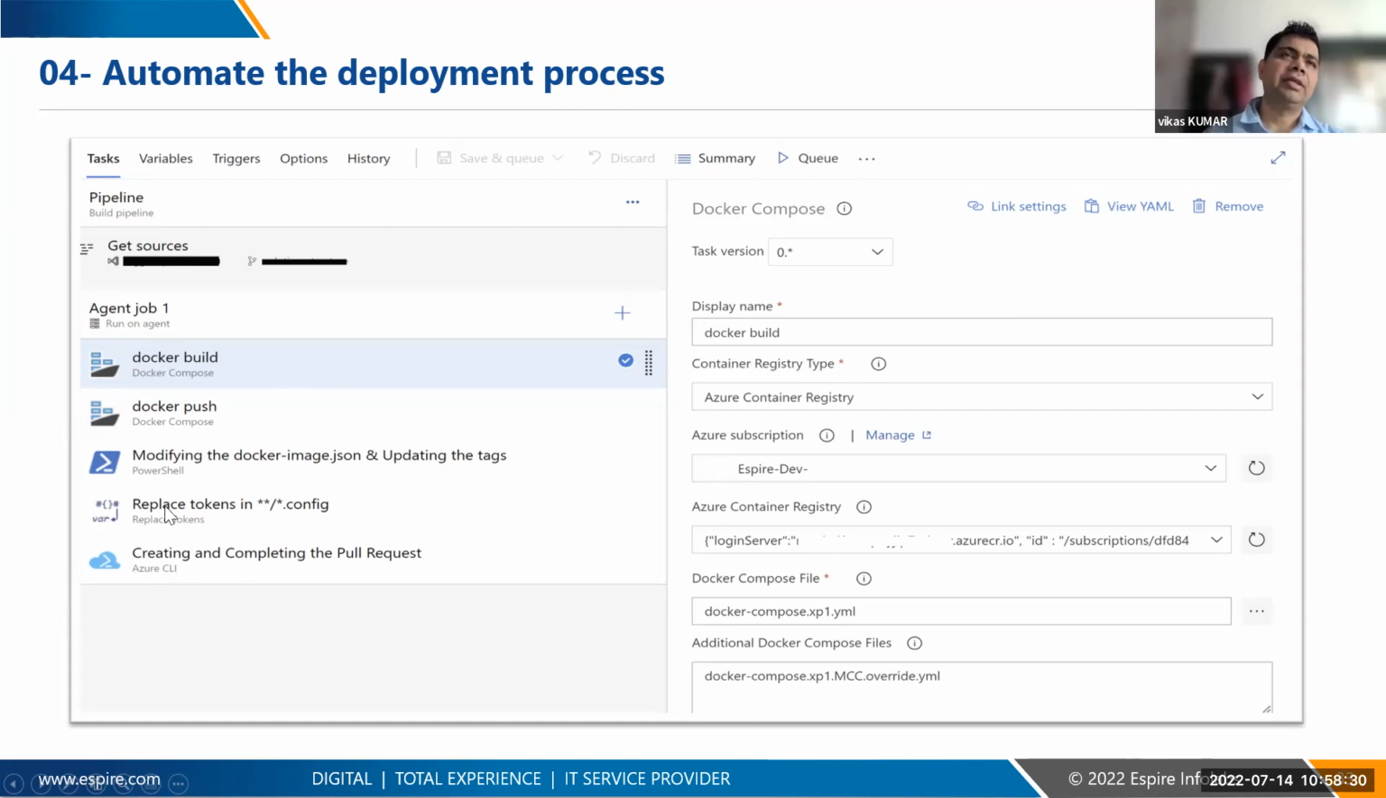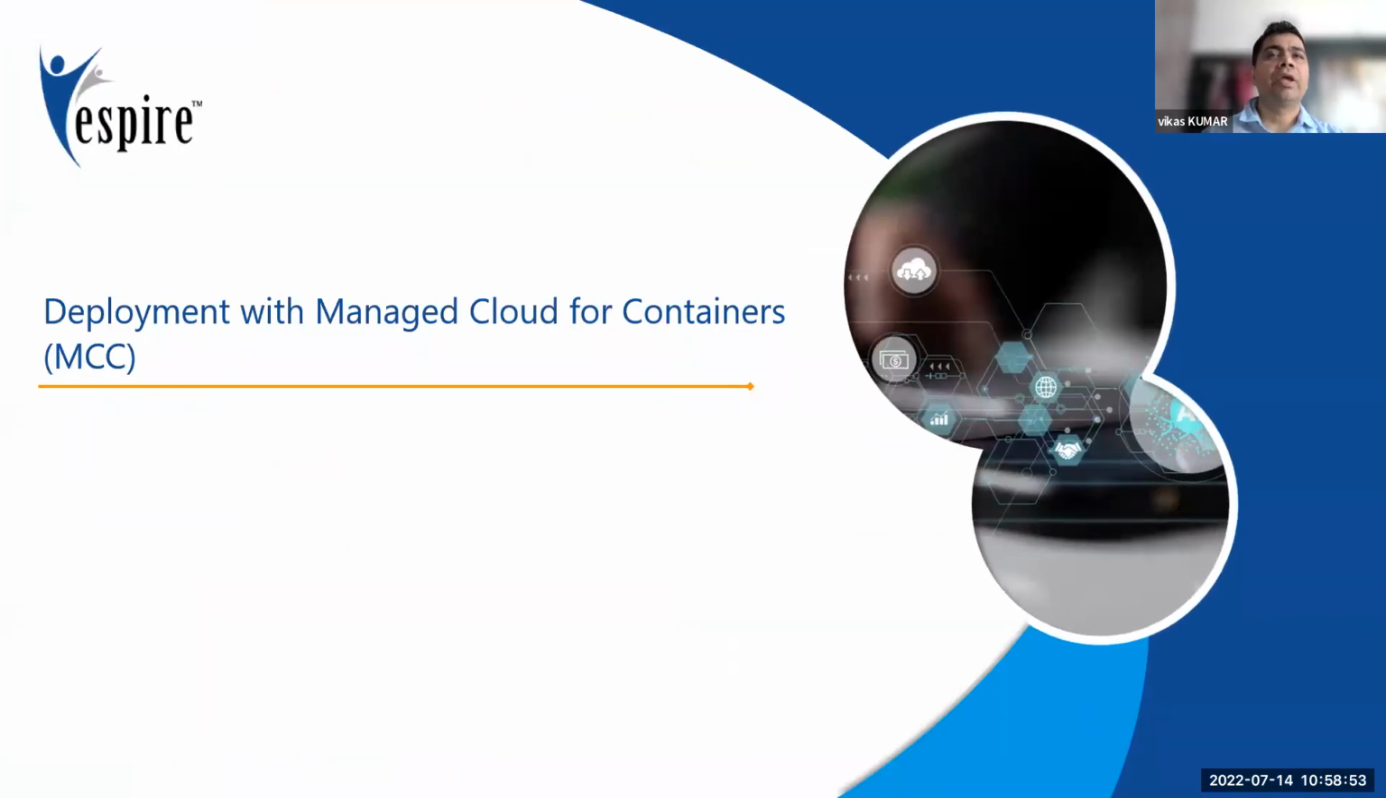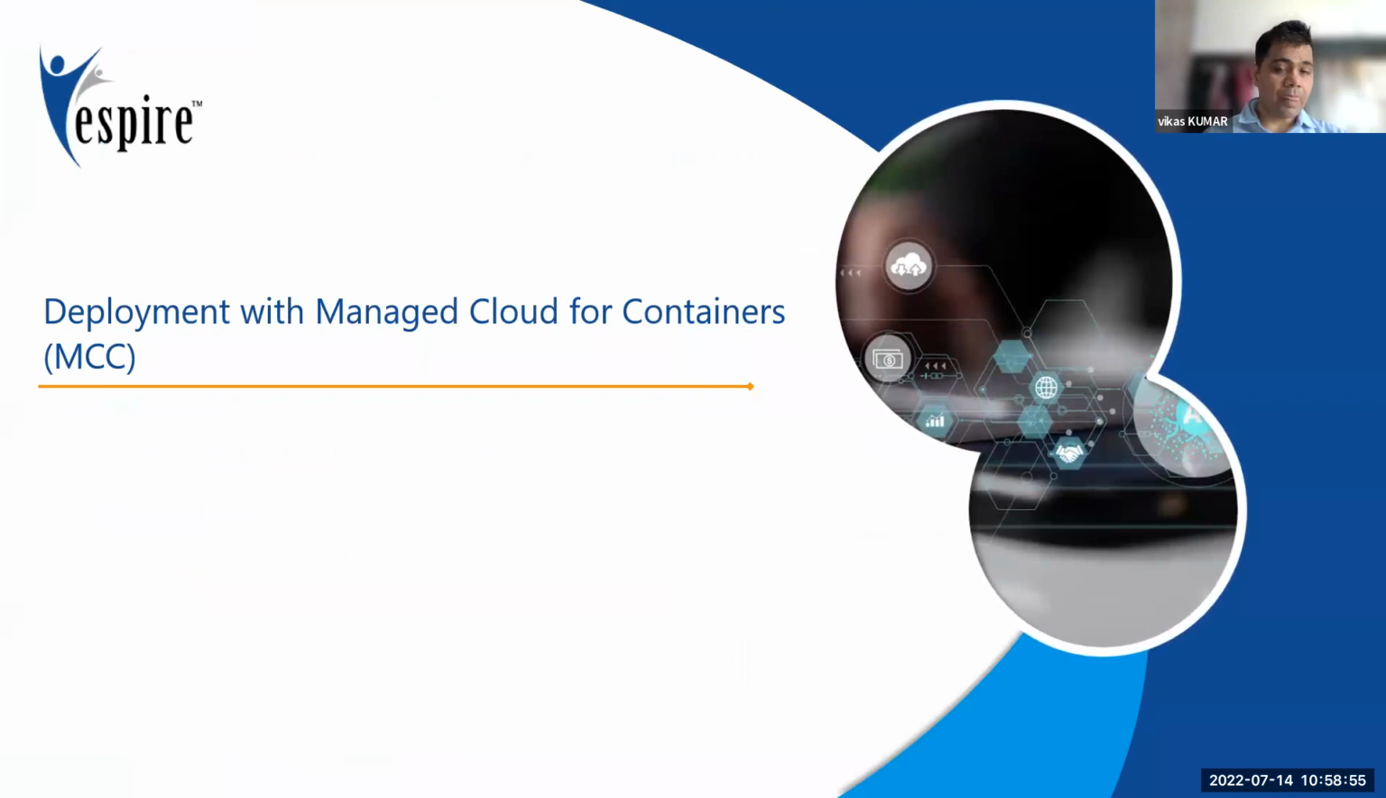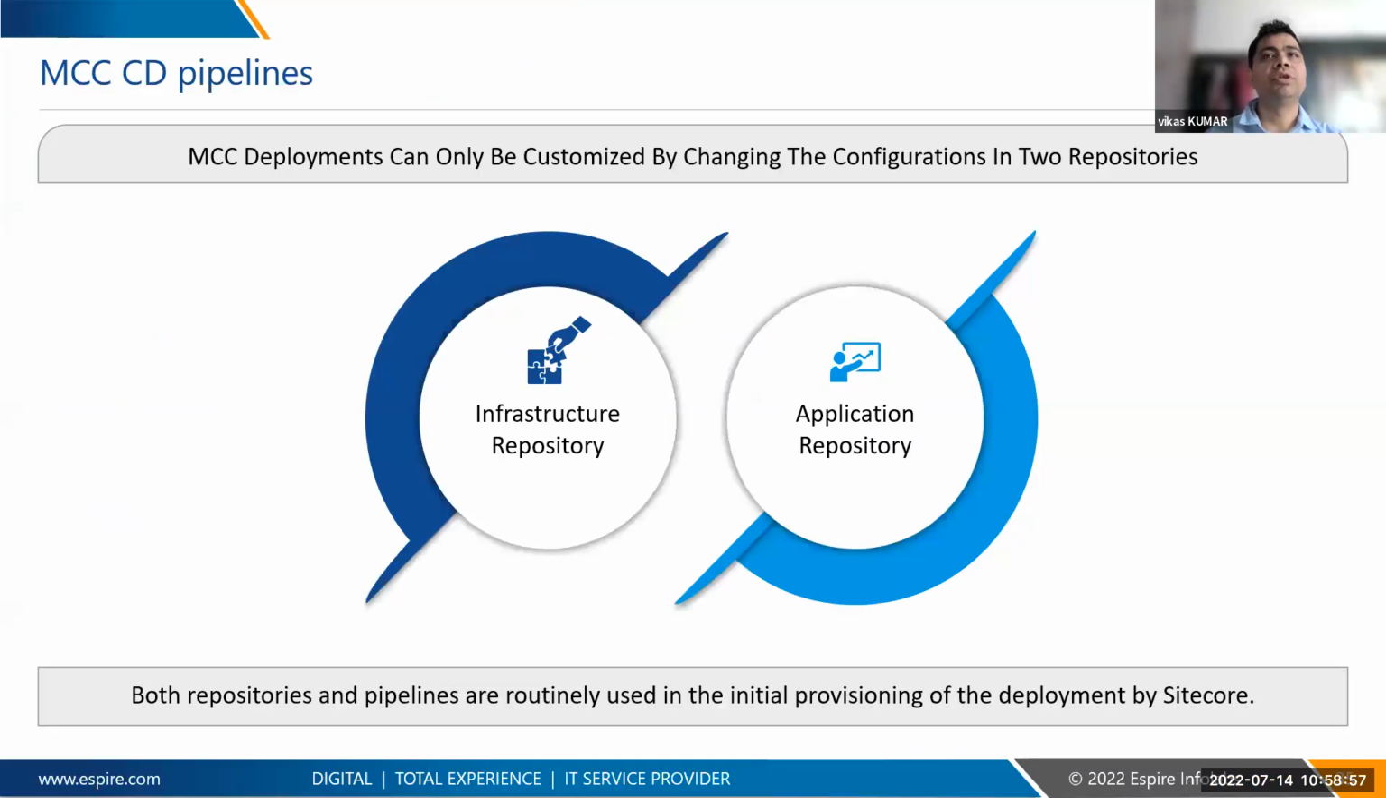The only thing is here we are using 2 repositories. One is for the Docker build, and another is for updating the repository in the Sitecore managed cloud container as well. So we are playing with 2 repositories here. That's important to consider for the overall automation process. Hope it makes sense.